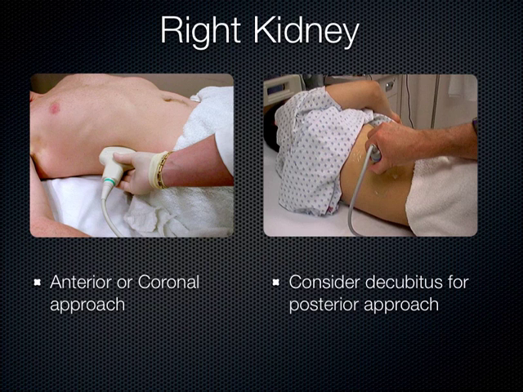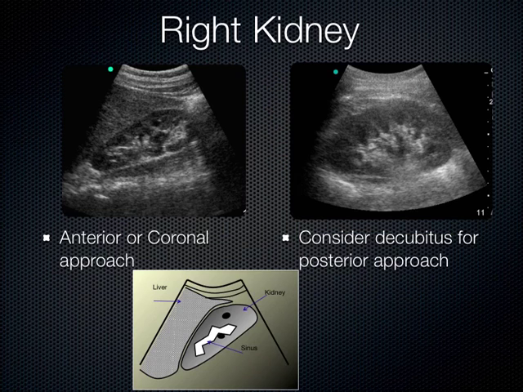How do you actually scan the kidney? Very simple. You go ahead and place the probe either in a coronal or an anterior location and get the kidney on the screen in that fashion, or you can turn the probe into a more posterior approach back here, looking between the ribs posteriorly. And it all depends on the patient's body habitus, kind of how their organs fall into place. Sometimes you get better views coronally, sometimes you get better views posteriorly.